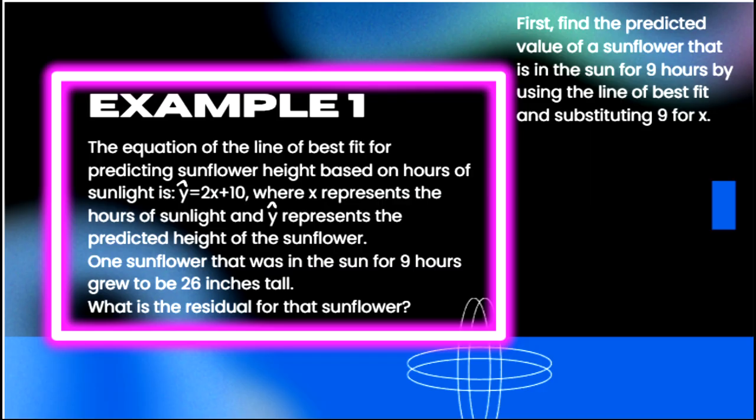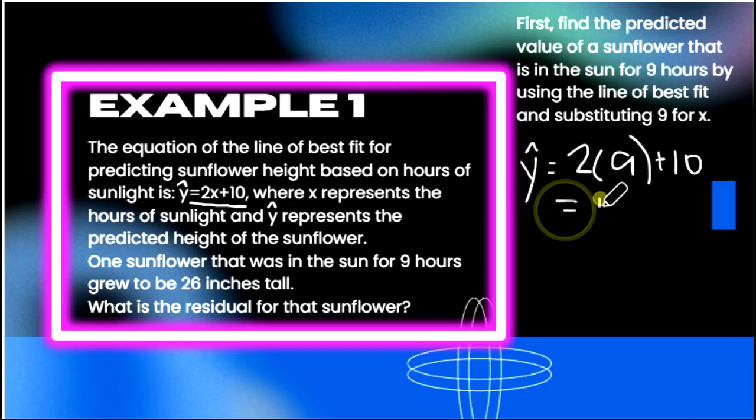Let me go ahead and grab something to write with. So we're going to use our formula that's right here, and we're going to substitute 9 for x. So we have y hat, which is our line of best fit, is equal to 2 times x, which in this case is 9, plus 10, okay? Which is going to give us 18 plus 10, which is going to give us 28. So our predicted value for y for this particular sunflower is 28, okay?